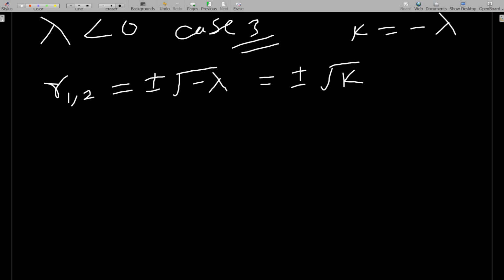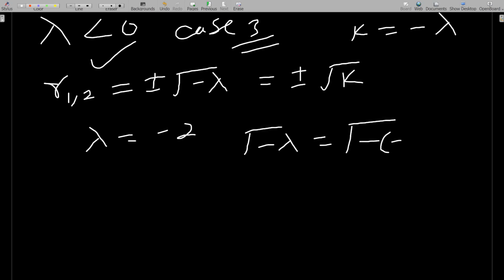Let me take lambda less than 0. So let's take lambda to be equal to minus 2. Minus 2 is less than 0, so it satisfies this condition. Then when it comes to the square root side, we have square root of minus lambda. That will be equal to square root of minus of negative 2, and that will be a positive number, 2. Okay, that's why I've represented this by k. The negation of every lambda which is less than 0 is actually k, where k is equal to negative lambda.